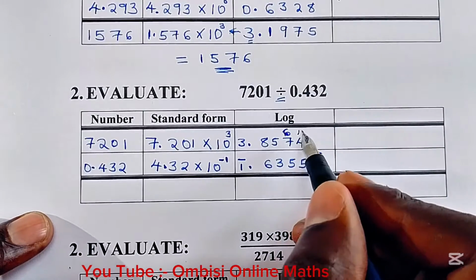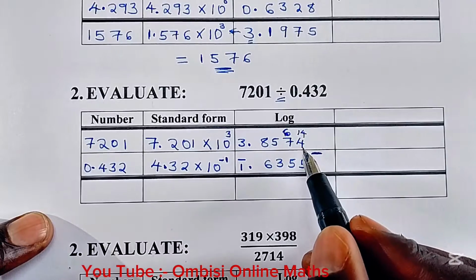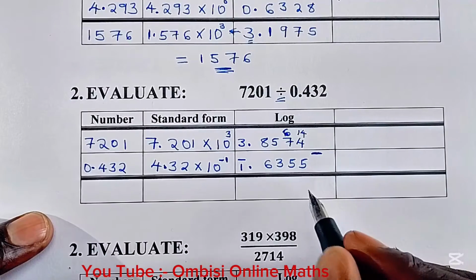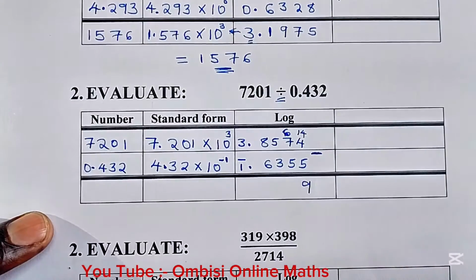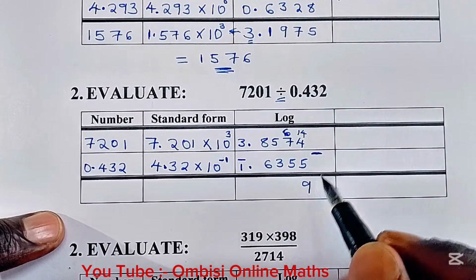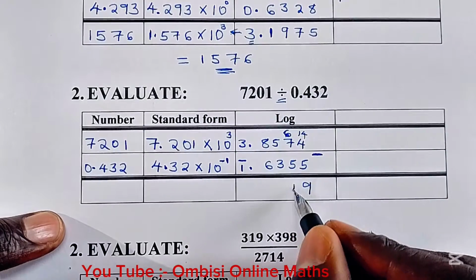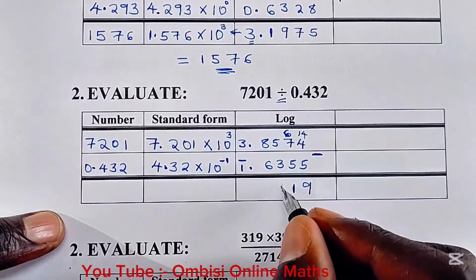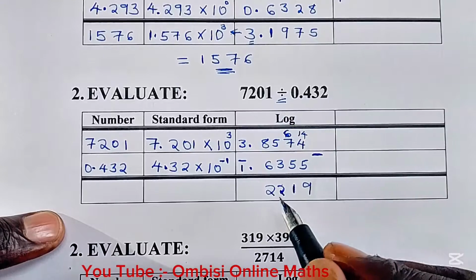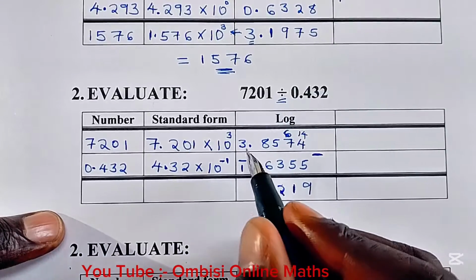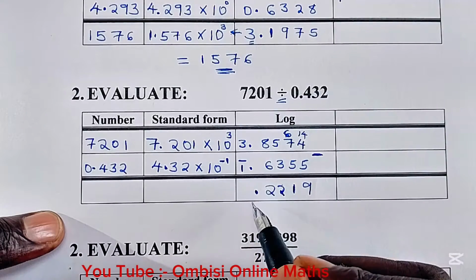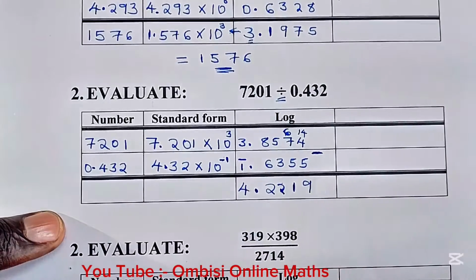Put here becomes 14. Now, 14 subtract 5, you end up with 9. Then 6 subtract 5, end up with 1. 5 subtract 3, it is 2. 8 subtract 6, it is also 2. Decimal point, 3 minus 1, that becomes 3 plus 1, which becomes 4.